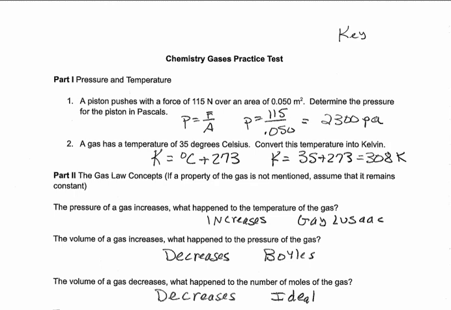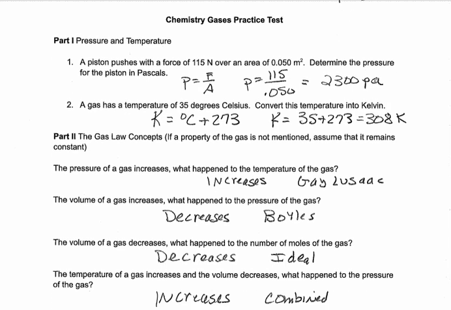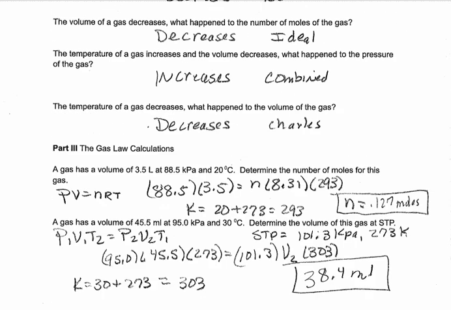The volume of a gas decreases, what happens to the number of moles of the gas? So if volume decreases and everything else remains constant, that means the number of moles has to be smaller. And that's the ideal gas equation. Let's continue.